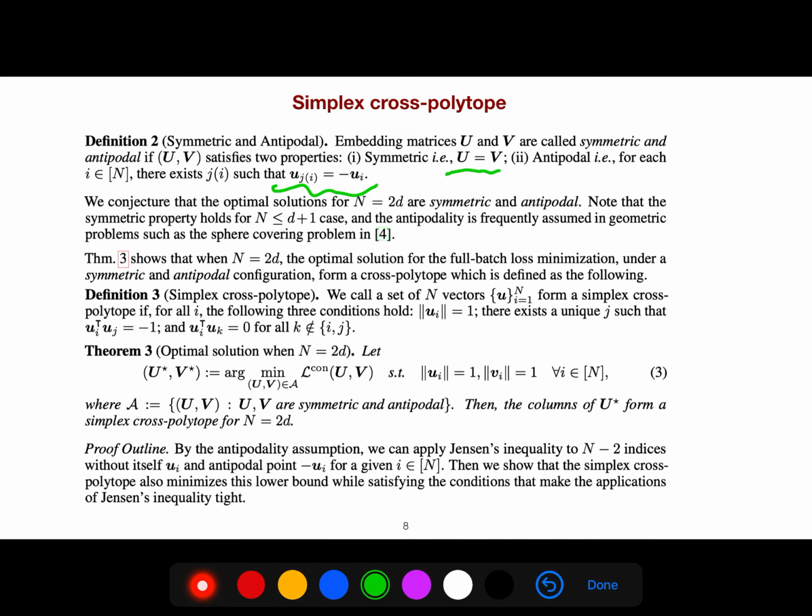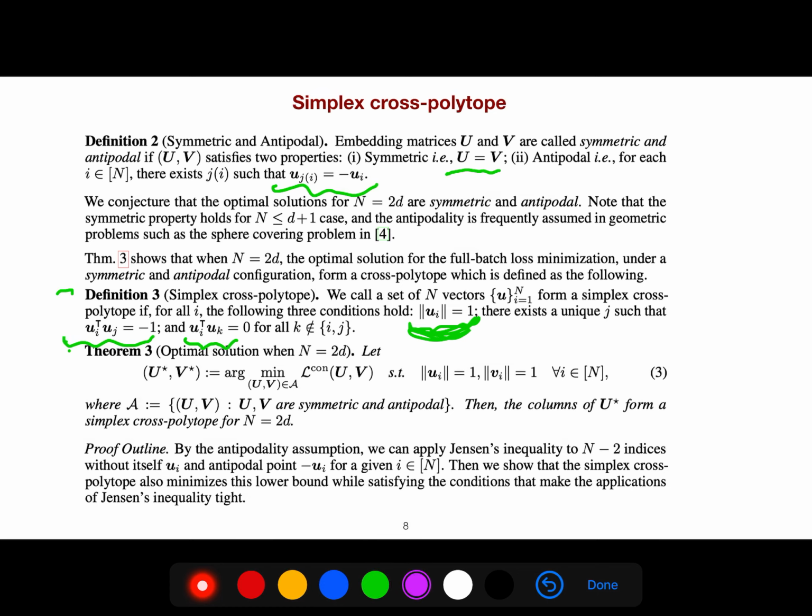There is a different concept that they define here: the simplex cross polytope. A set of n vectors forms a simplex cross polytope if for all i the following three conditions hold. First of all, they are unit norm, so the norm is 1. There exists a unique j such that the dot product is -1, and if k is not in i and j, then their dot product is 0. So we call this a simplex cross polytope.